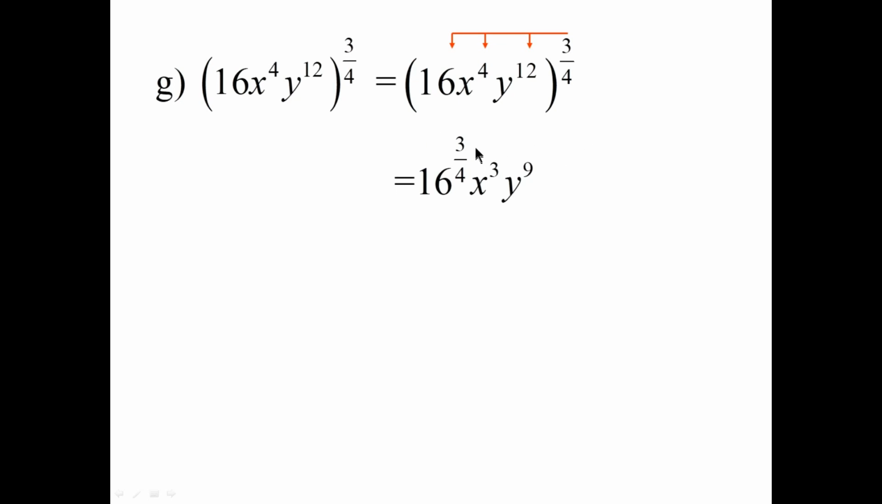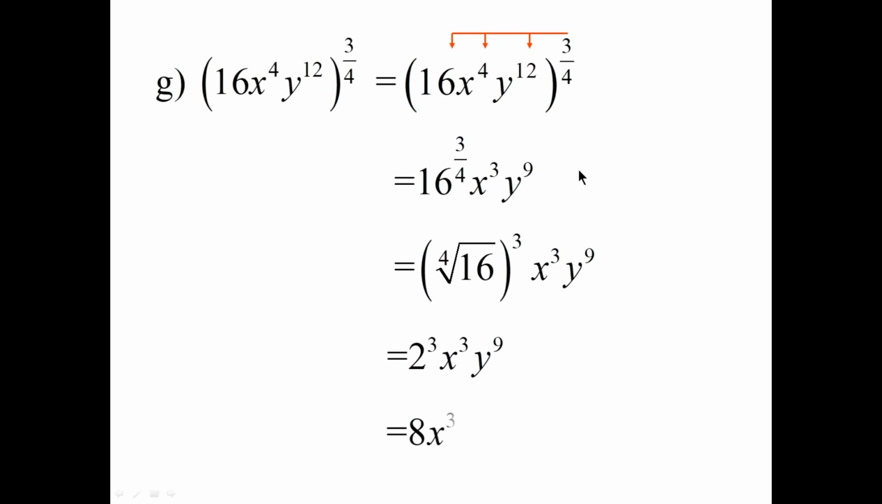And all we need to do to simplify this is take the 4th root of 16 to the exponent 3. Starting here and building this expression using the denominator as the index, using the base as the radicand, and using the numerator as the exponent. The 4th root of 16 is 2, and 2 cubed is 8.